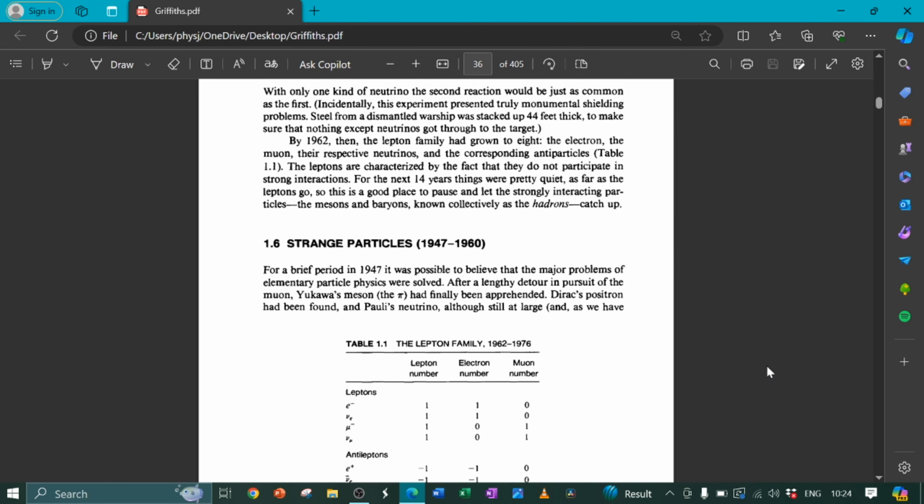The leptons are characterized by the fact that they do not participate in strong interactions. For the next 14 years, things were pretty quiet as far as the leptons go. So this is a good place to pause and let the strongly interacting particles, the mesons and the baryons, known collectively as the hadrons, catch up.